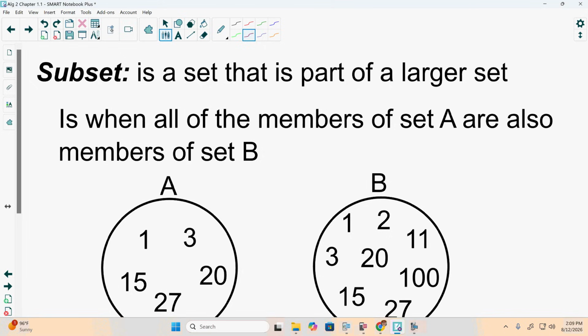A subset is when all members of a set A are also members of set B. Now, before we start delving into numerical examples, let's think of something a little bit different. Is my classroom contained within the high school? Yes, every part of this room's in the high school. So my classroom is a subset of the high school, because every part of this room is contained in the high school.